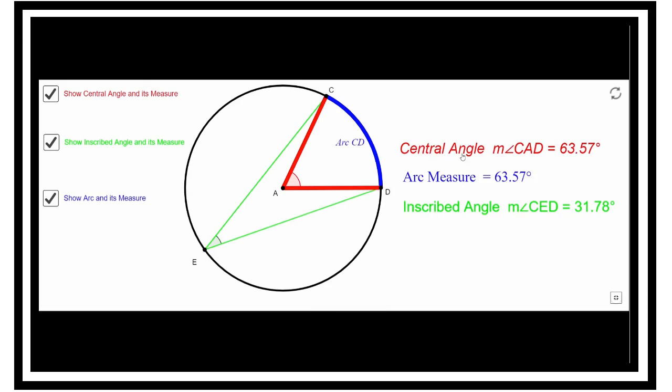The measure of the central angle equals the measure of its arc. The measure of the inscribed angle equals 1/2 of its intercepted arc. The measure of the inscribed angle equals 1/2 of the measure of its central angle.